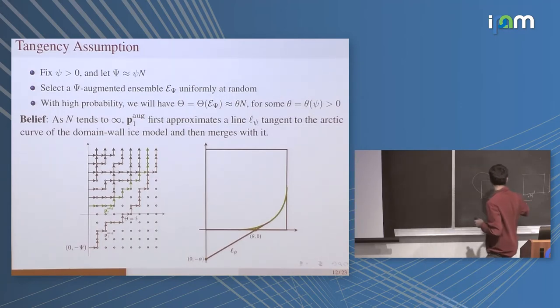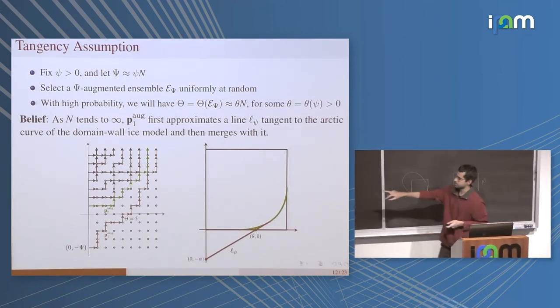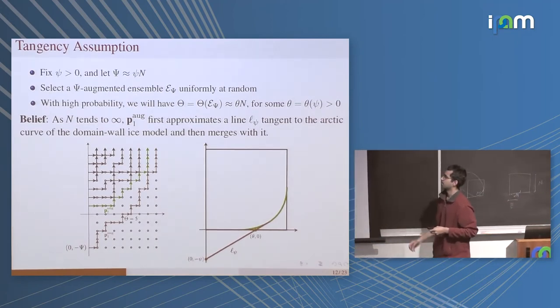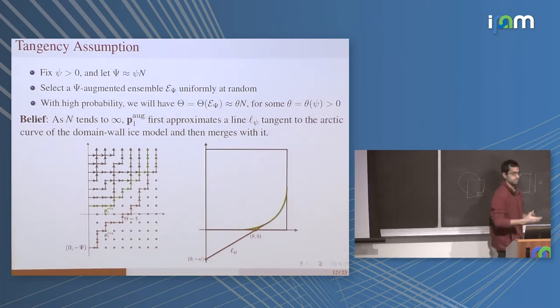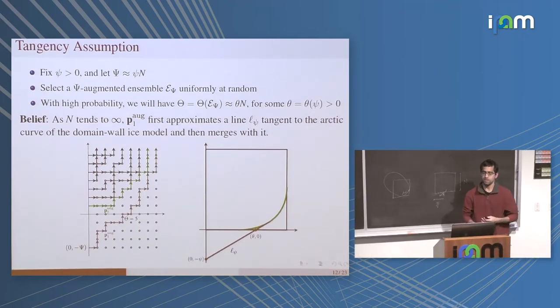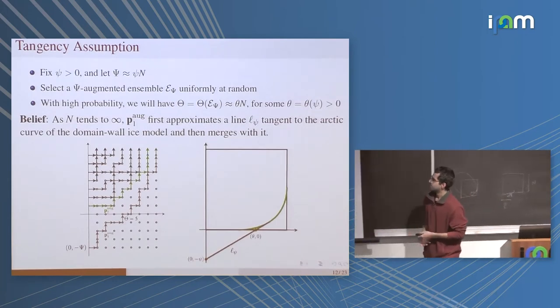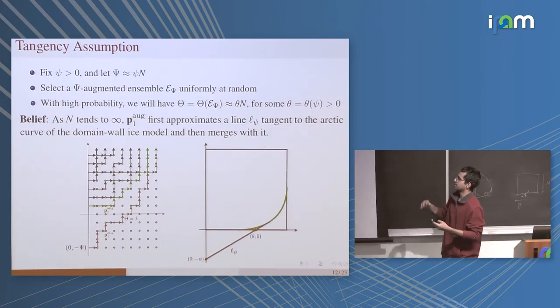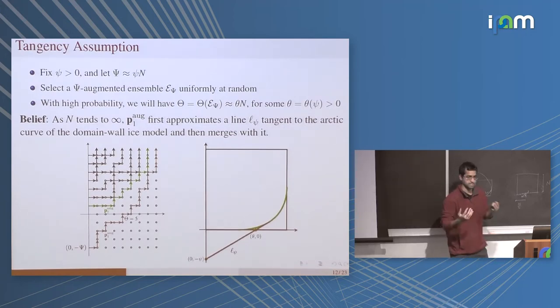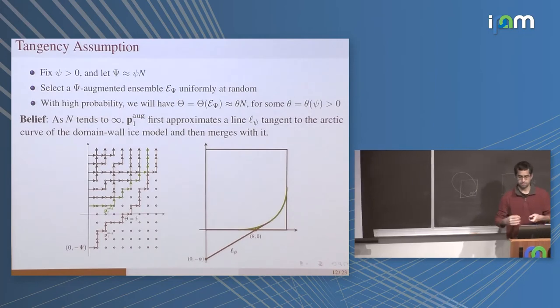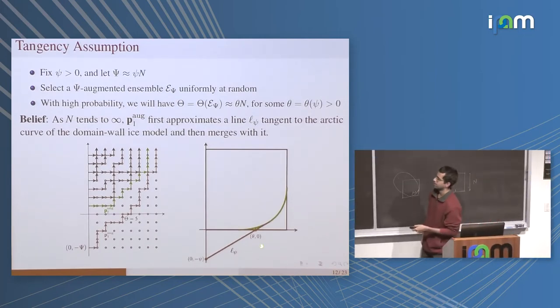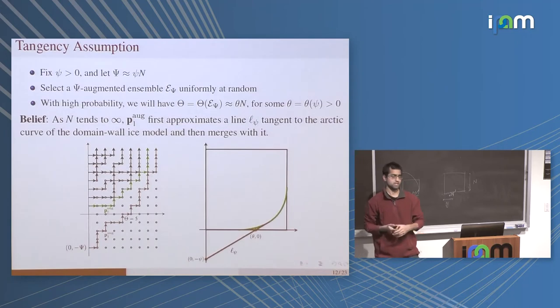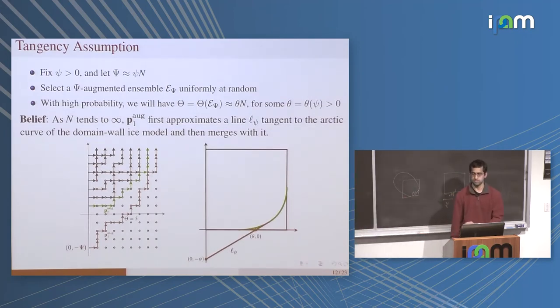Like I was scaling this k like some kappa n, I'm going to scale this psi like some little psi n, and then I'm going to pick one of these augmented six-vertex ensembles uniformly at random. So I fix psi, I make it scale like this psi n, and then I pick one uniformly at random. Then this new path will exit at some location theta, and theta is random, because the ensemble is now random. What I'll show on the next slide is that this theta is approximately equal to some theta n, so it scales like n for some explicit value of theta psi. I'll discuss that a little more on the next slide.